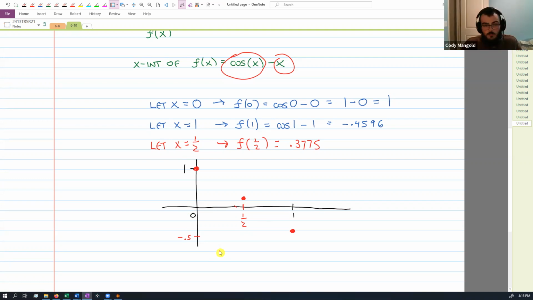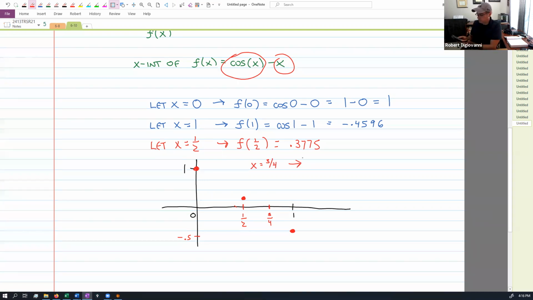A little smaller. Okay, so I should check another point, shouldn't I? Probably halfway between those two, like 3/4. Right. So I'm going to let x be 3/4 and plug into the function. Here we go. And I get a negative number, negative 0.0183. So that means now I'm below, which means now I know the answer is between 1/2 and 3/4. Does that make sense?